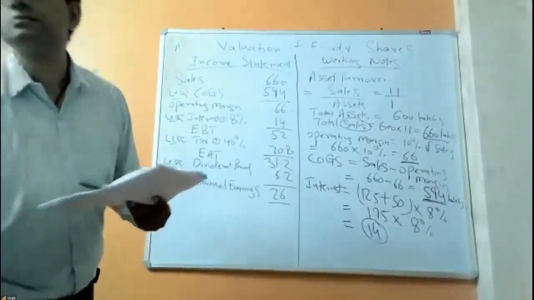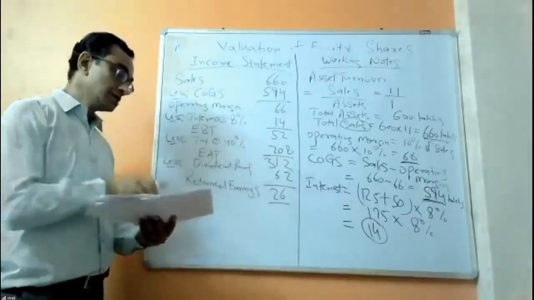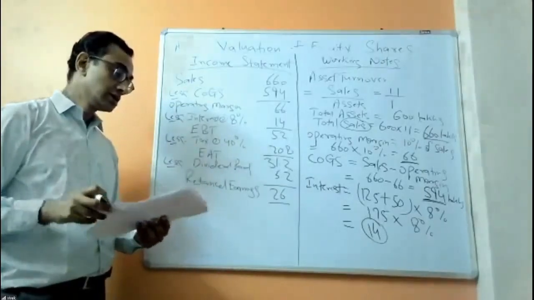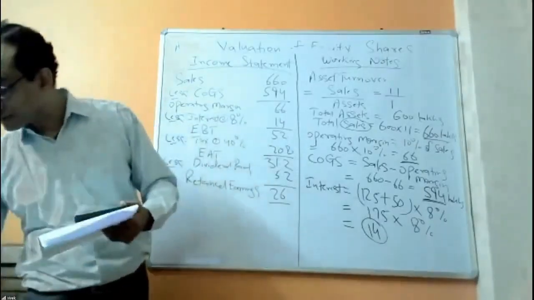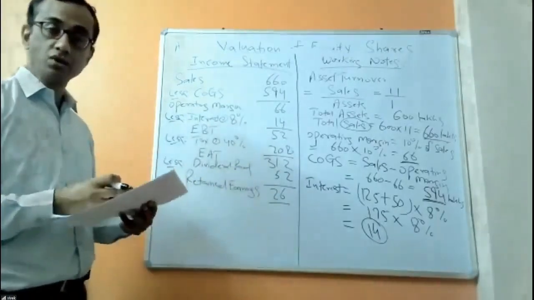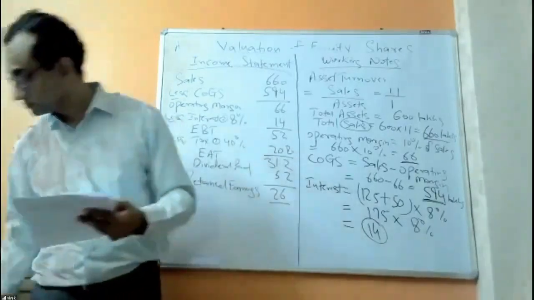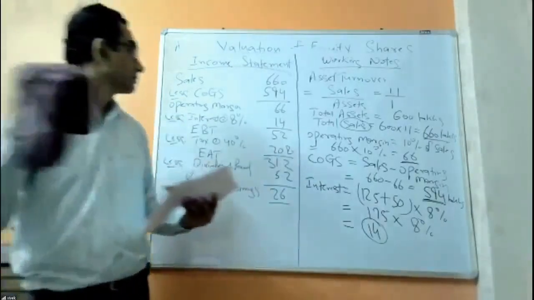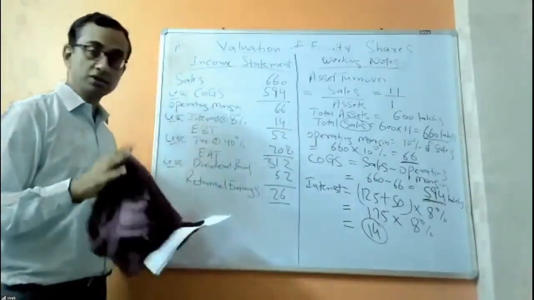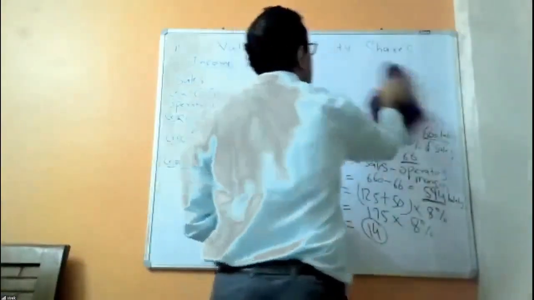Now come to the second aspect of the question. The second aspect of the question is asking to calculate the sustainable growth rate. You have to calculate the sustainable growth rate. I hope by now you have copied it, understood it fully. So I'm rubbing it, the next portion, working notes portion.